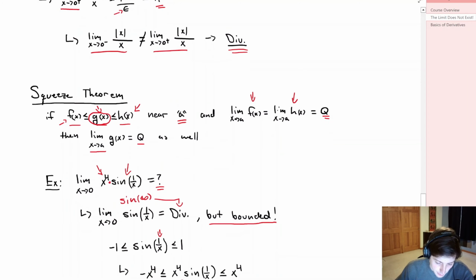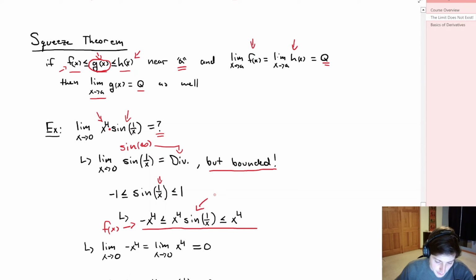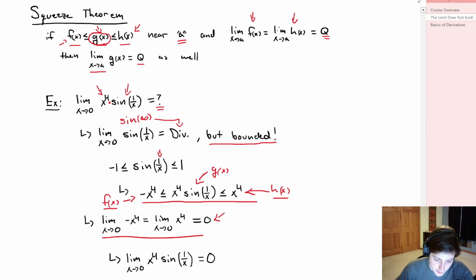So now we're left with this inequality right here. In this case, on the left, that would be f of x. In the middle would be g of x. And on the right, that would be h of x. So we can take the limit as x goes to 0 of f of x and h of x. That's pretty straightforward. We know that's going to result in 0. And by the squeeze theorem, we know that g of x is squeezed inside of here, so that is also going to be equal to 0.